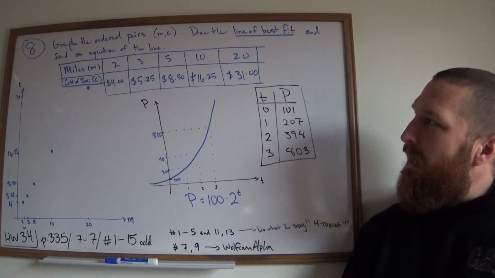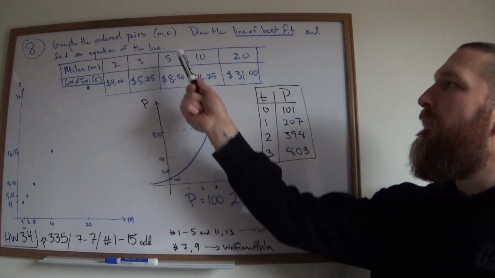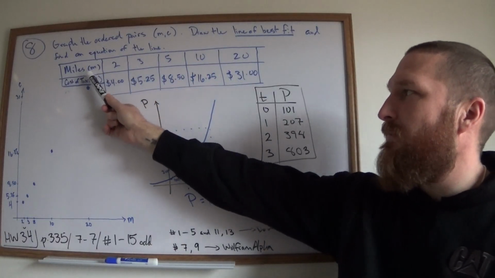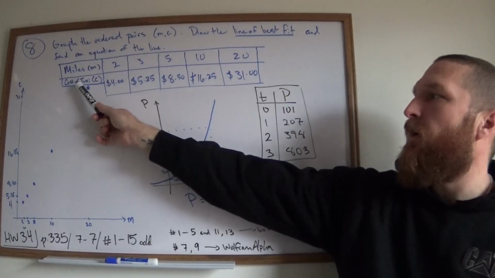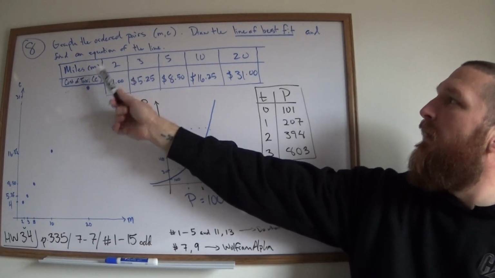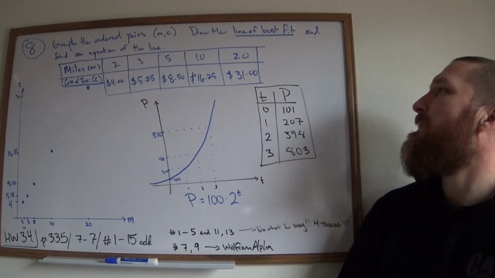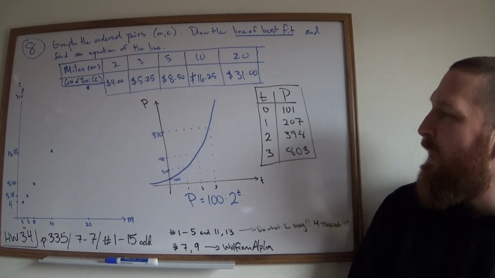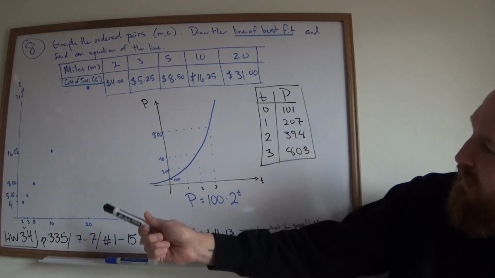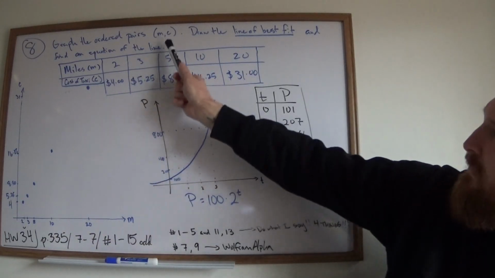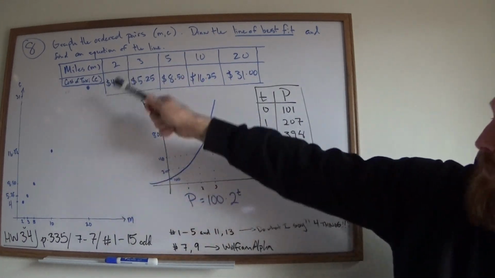Problem 8 says graph the ordered pairs M, C, and in the table they tell you M is miles and C is the cost of a taxi. Then it says draw the line of best fit and find an equation of the line. So as you can see, I've gone ahead over here and I've taken the points M, C. And look at what I've done.